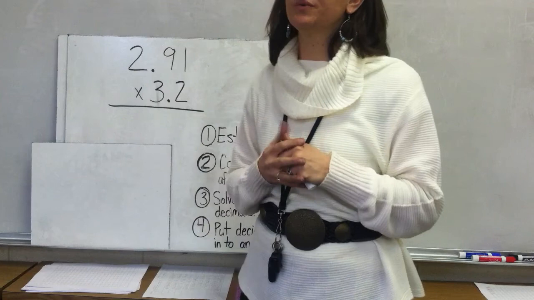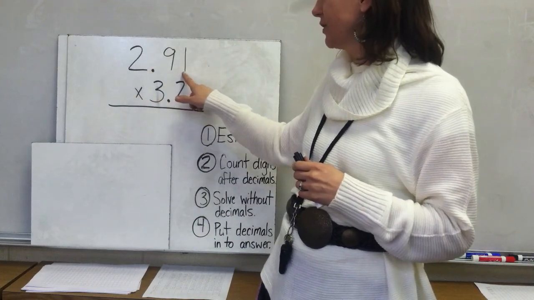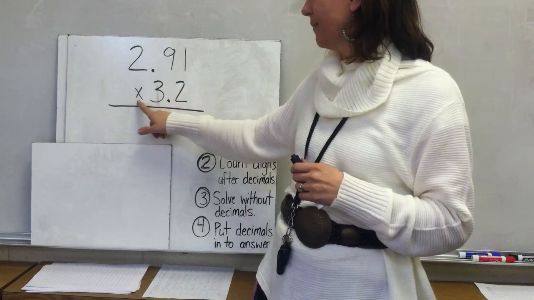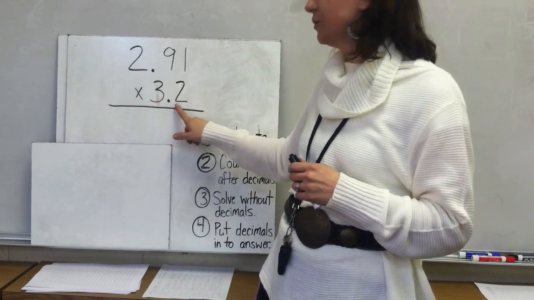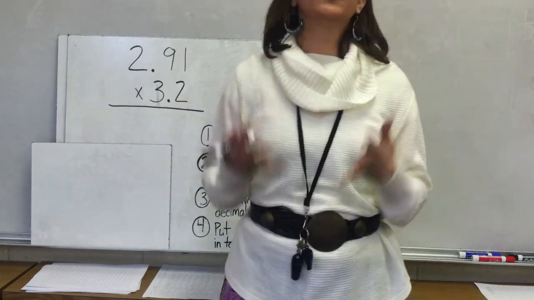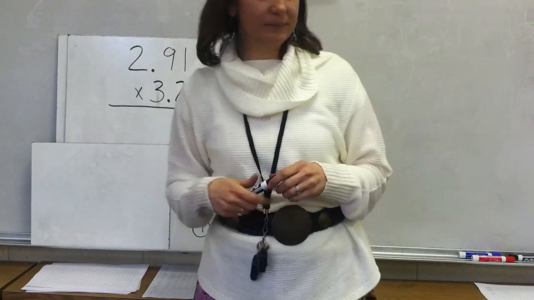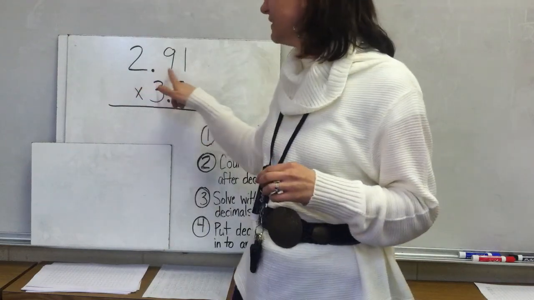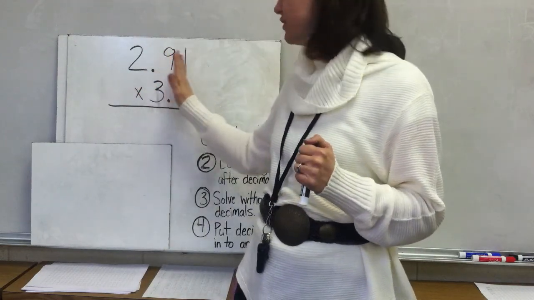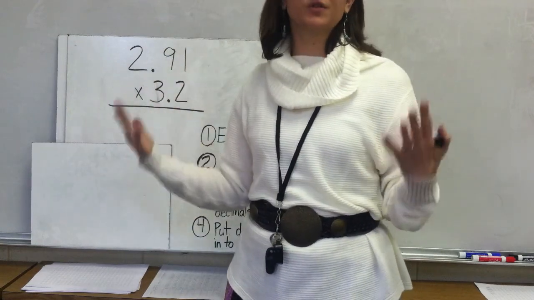So the first one I'm going to do with you, and this one we have 2 and 91/100ths, and we're multiplying it by 3 and 2/10. And in this case, the first thing you're going to want to do is you're going to want to estimate what your answer will be. You're dealing with a decimal, which, as we know, everything to the right of the decimal is a part of a whole. So we want to round it to the nearest whole number.